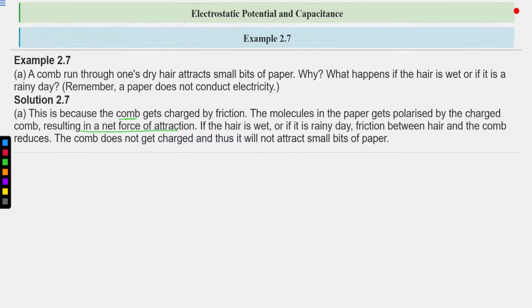Okay. So what happens if the hair is wet or if it is a rainy day? So on a rainy day, or say the hair is wet, when we rub the comb or scale, due to the water present in the air, friction will reduce. So friction between the hair and the comb reduces, which will result in the comb not getting charge, or getting a very small amount of charge that is not enough to attract the bits of paper. So the comb does not get charge due to friction reduction, and thus it will not attract small bits of paper.